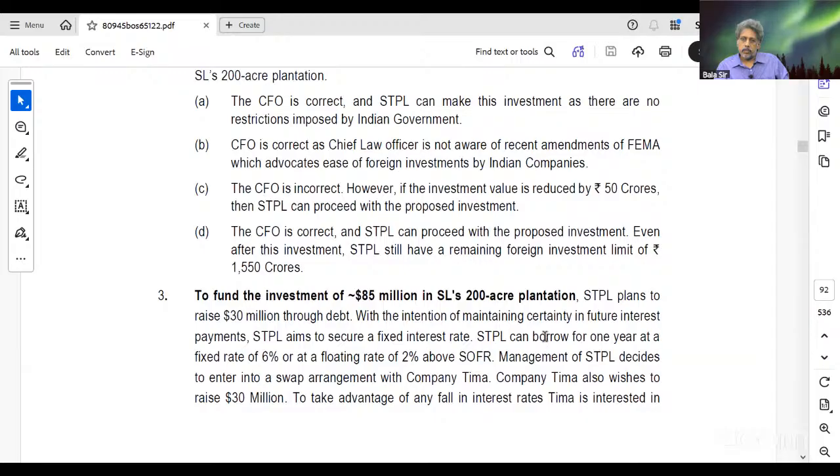STPL can borrow for 1 year at a fixed rate of 6% or at a floating rate of 2% above SOFR. You saw that the company can either go for a fixed rate loan and pay 6% interest on the loan, or go for a floating rate, which is SOFR plus how much? 2%. You know what is SOFR?